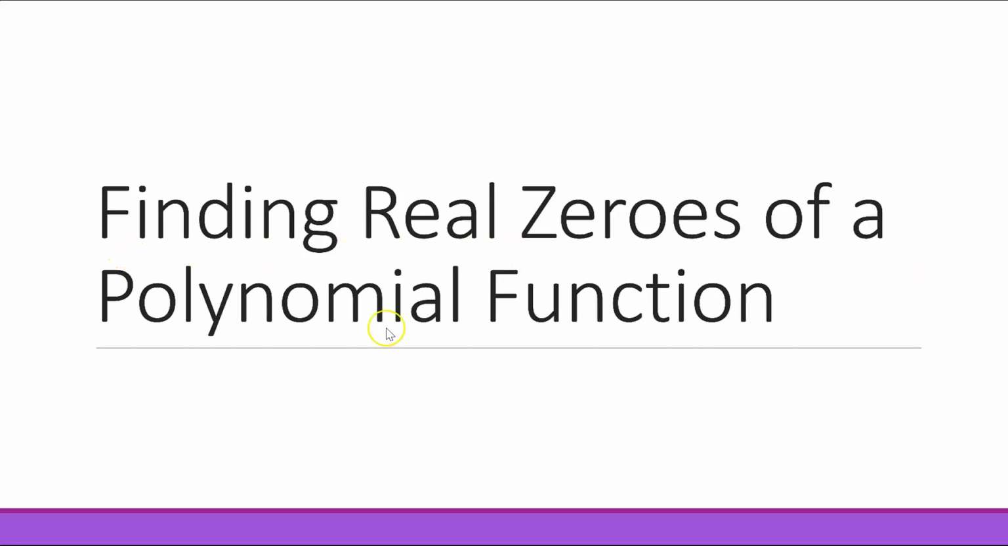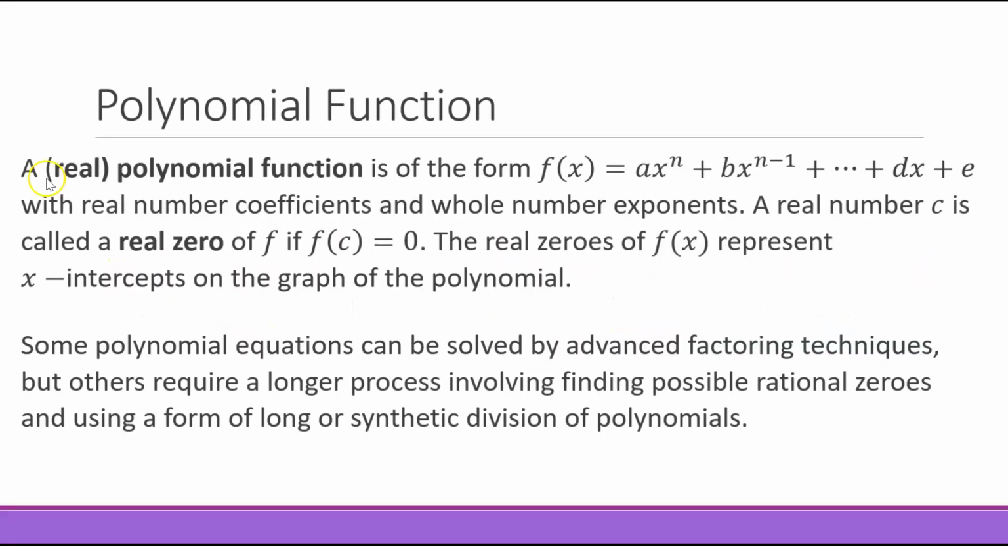Finding real zeros of a polynomial function. A real polynomial function is of the form f of x equals ax to the n plus bx to the n minus 1 plus ... plus dx plus e, with real number coefficients and whole number exponents. A real number c is called a real zero of f if f of c equals 0, if we can plug c into the function and get out 0.